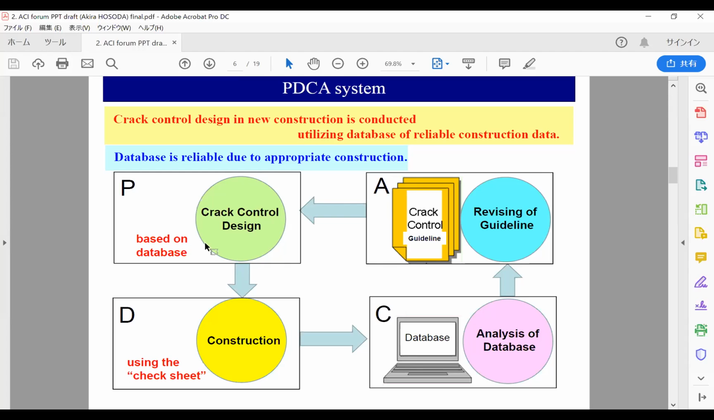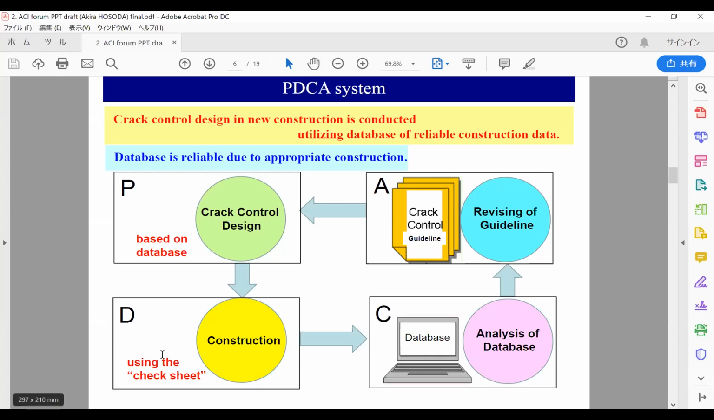Now I have not explained anything about crack control design, but later you will learn. Anyway, crack control design should be done first. After that, construction will be done. If the quality of construction is very poor, all will be lost. All might be lost.